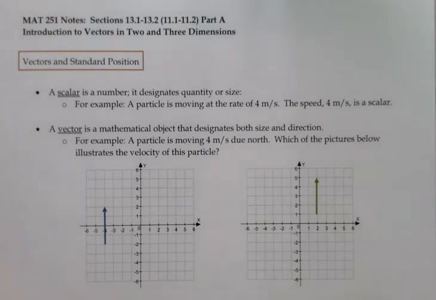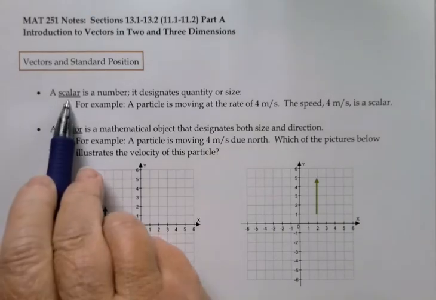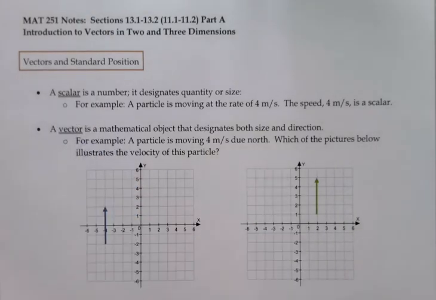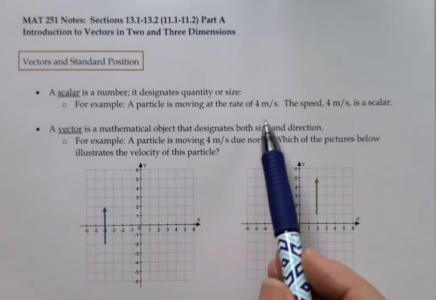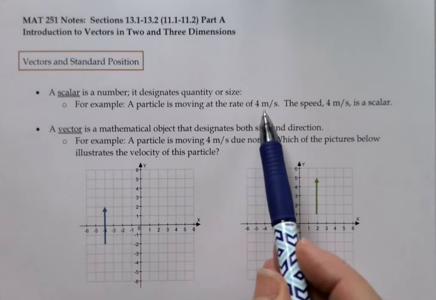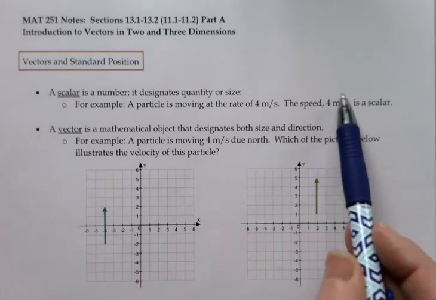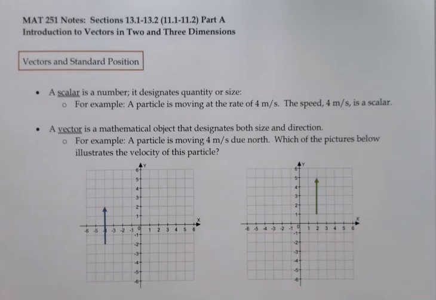First of all, up until now in math, mostly we've used values that are scalars. A scalar is simply a number. It designates quantity or size. For example, if I say that a particle is moving at the rate of 4 meters per second, that speed, 4 meters per second, is a scalar. Essentially, it's the quantity of meters that we move in a second.